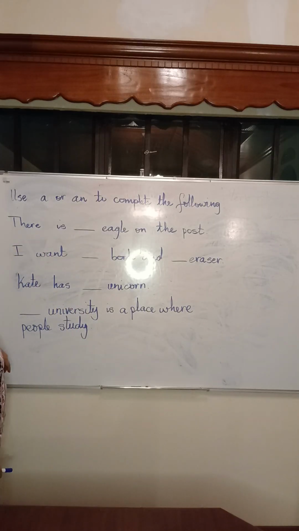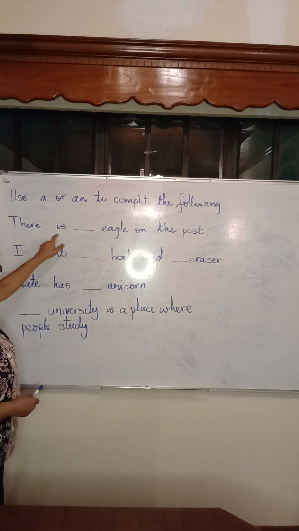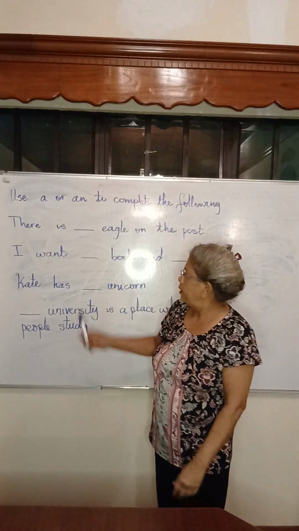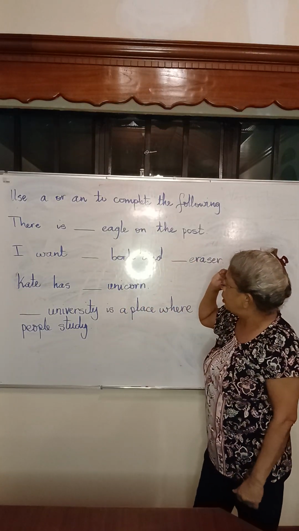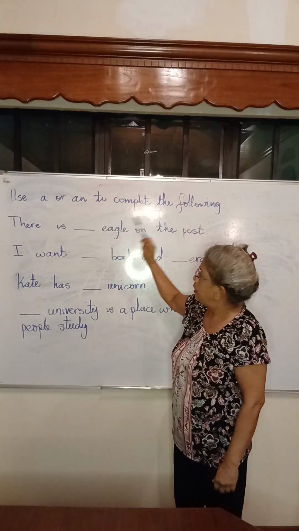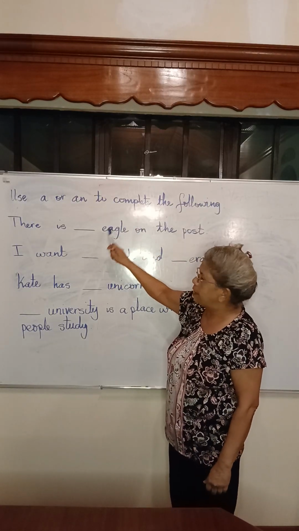So the first sentence. There is something eagle on the post. There is something eagle on the post. And the word here is eagle. Now, eagle begins with the letter E.